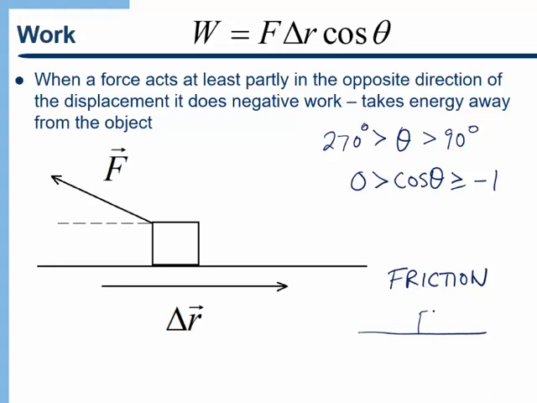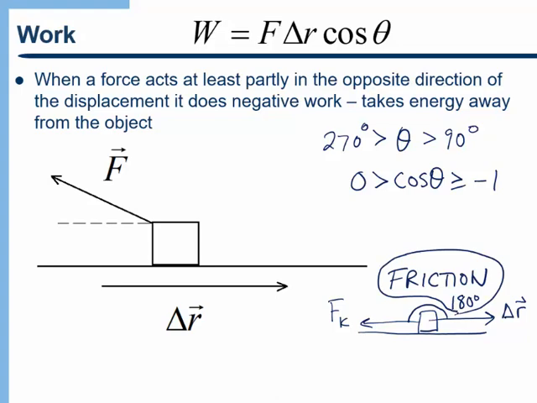So if I've got a block that has a displacement to the right, we know that the force of friction is to the left. And so notice that that angle is always 180 degrees for friction. That's important. Always 180 degrees. And therefore, friction is taking away the maximum amount of energy, because we know that when theta is 180 degrees, the cosine of theta is equal to negative 1. So always for friction.